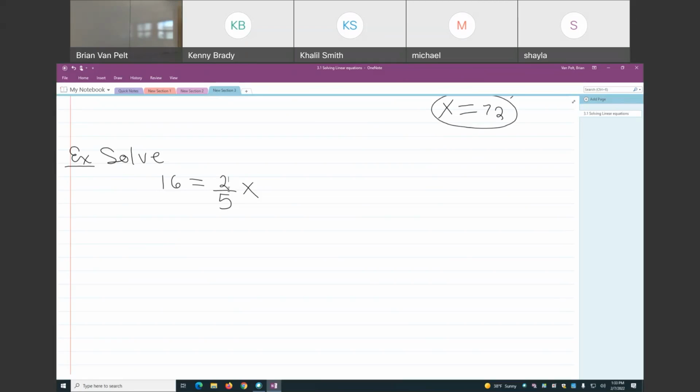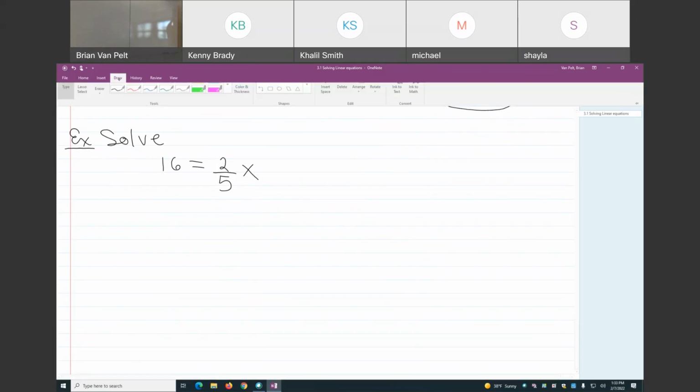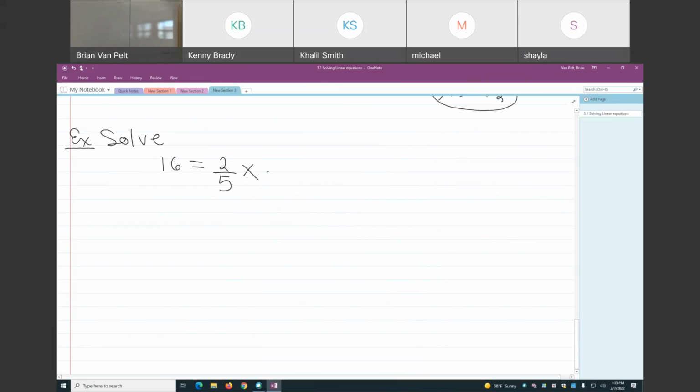You multiply by the reciprocal? All right, so you multiply both sides by 5 halves. But you can do it in one step, so I'm going to do it this way. Watch this. I didn't know it was moving. Let's do this. I'm going to multiply by 5 halves, and I'm going to do the same thing over here.